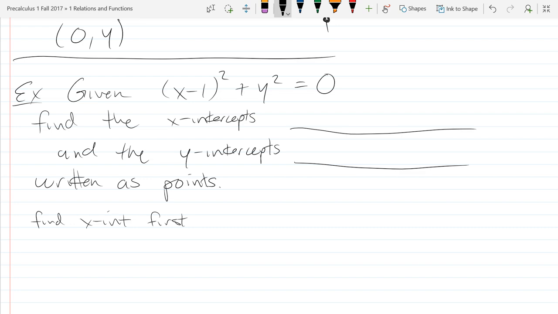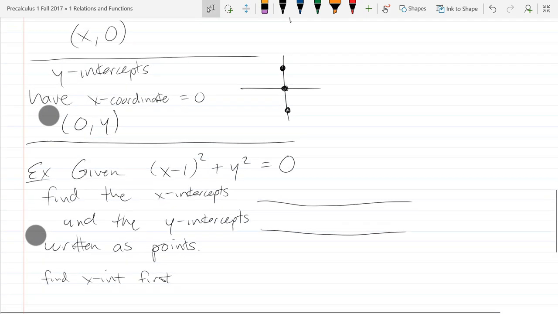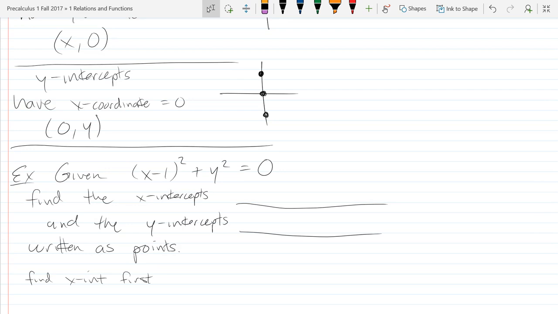So what we know about x-intercepts, we just said they have a y-coordinate of 0. So they're right there at the top of the screen. So if we have an x-intercept, it's going to have a y-coordinate of 0. So first, set y equal to 0. So we're going to see what x values satisfy this equation when y is 0.